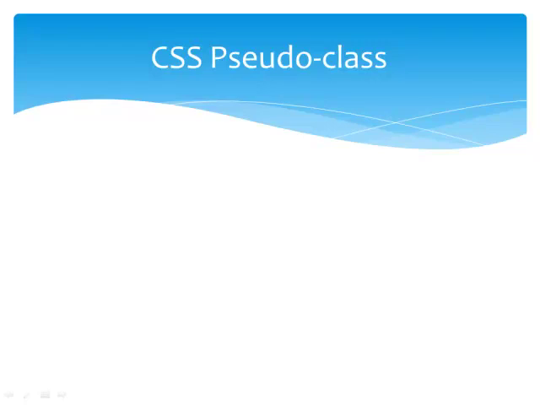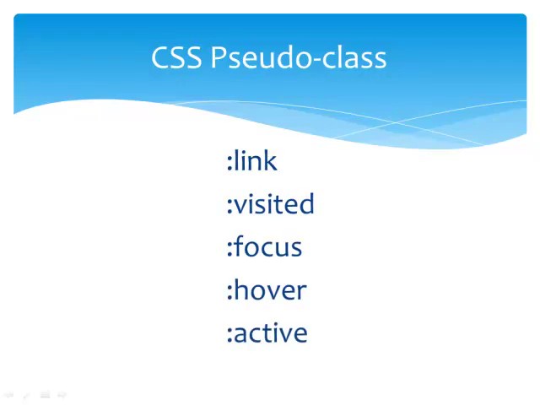The 5 pseudo classes that can be applied to the anchor element are link, visited, focus, hover, and active. The link pseudo class is the default state for a hyperlink that has not been clicked. The visited pseudo class is the default state of a hyperlink that has been clicked. The focus pseudo class is triggered when the hyperlink has keyboard focus. This typically occurs when the user presses the tab key to move from hyperlink to hyperlink on a web page.